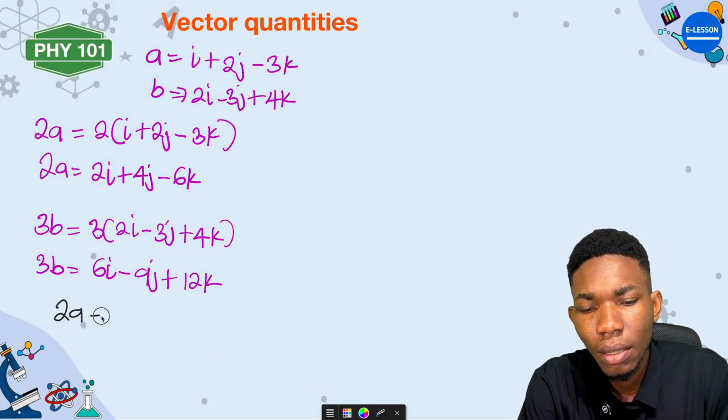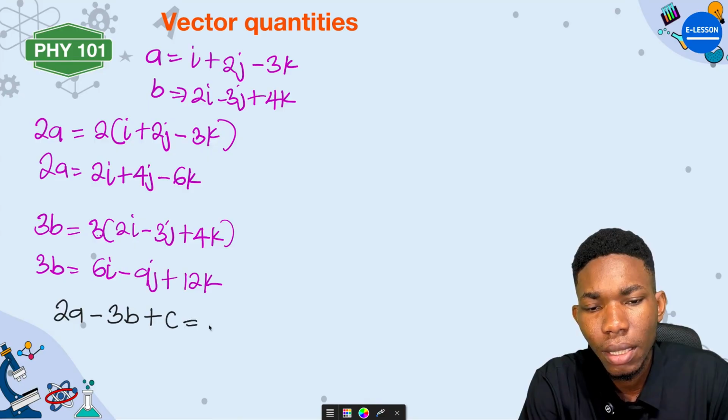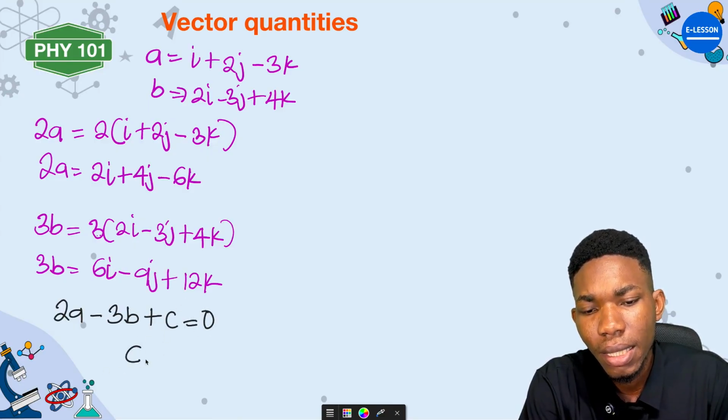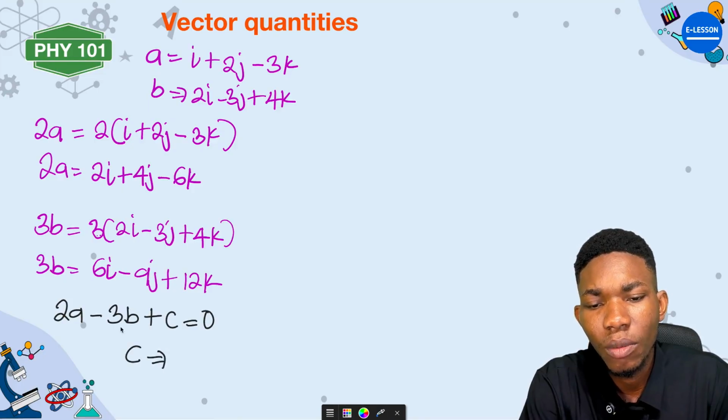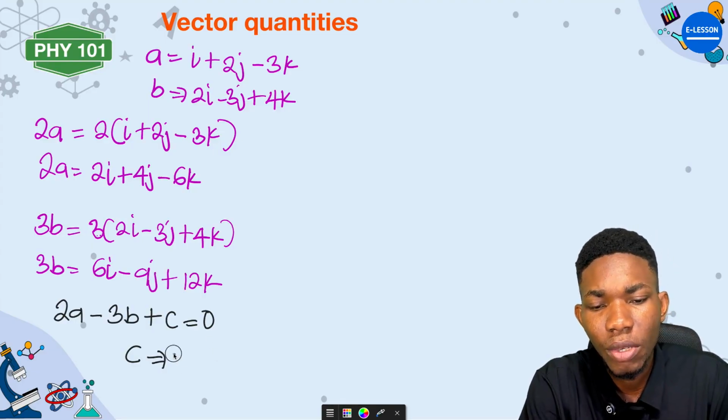2a minus 3b plus c is equal to 0. Find c. Now, how do you get c? C will be equal to, make c the subject of the formula. Take 3b to this side. Because 3b is negative, I want it to be positive. So when we take it to this side, it becomes what?